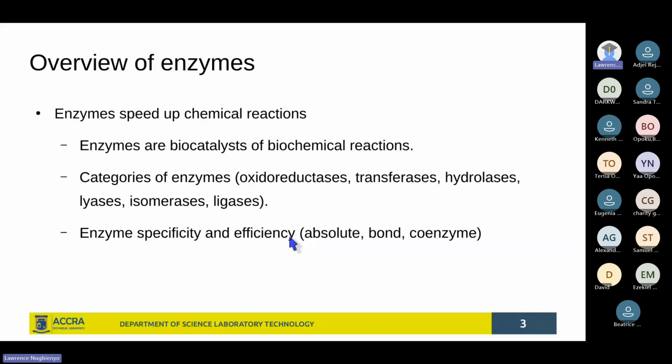And also things like the specificity of enzymes. We did refer to absolute specific, group specific, bond specific, looking at things like coenzymes, cofactors, all of those things. You need to revise them so that you can have an understanding into the application of these enzymes.